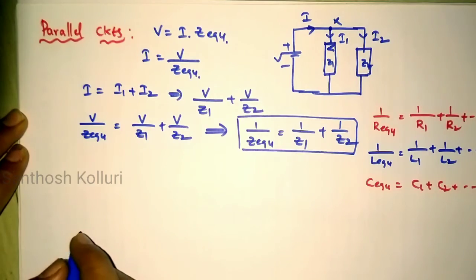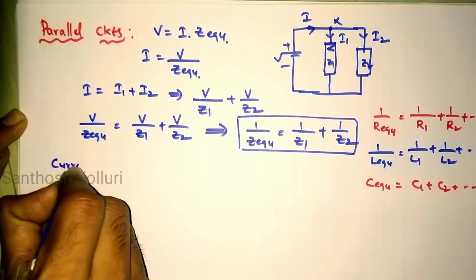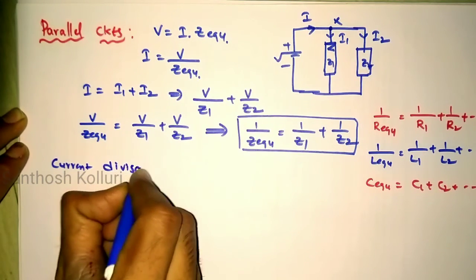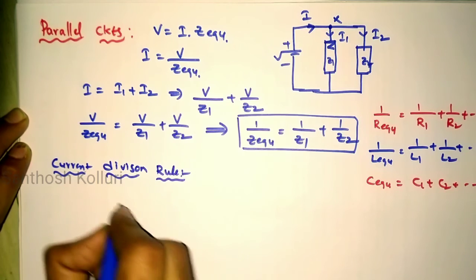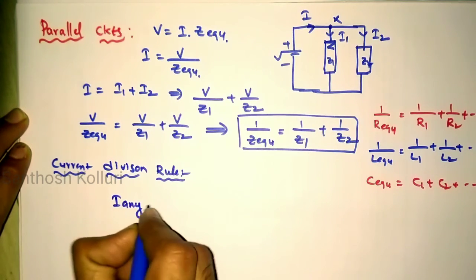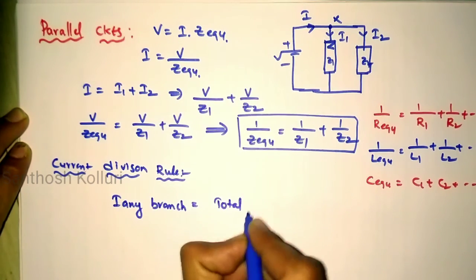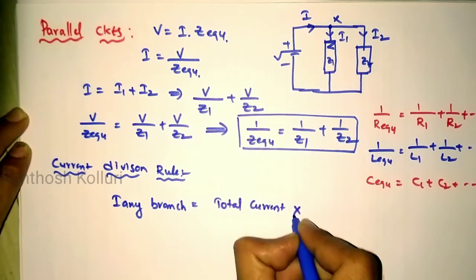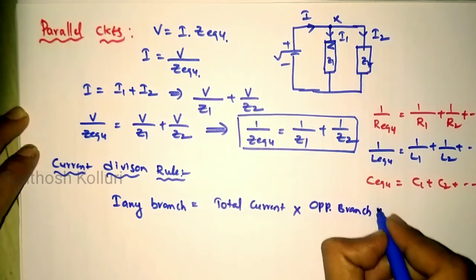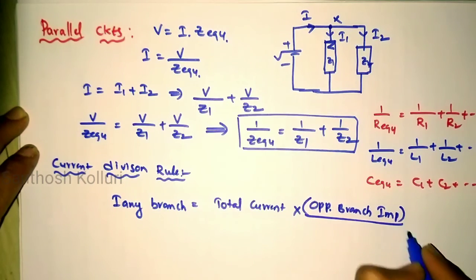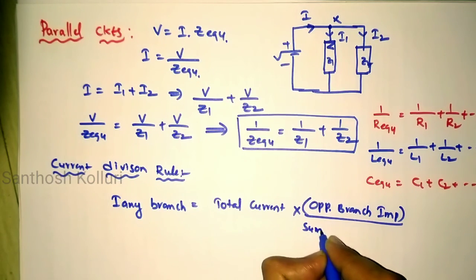And from this, the current division rule: here current is divided, so the current division rule can be defined as follows. The current in any branch can be written as the total current flowing through the circuit into the opposite branch impedance, which may be a resistor, an inductor or a capacitor, divided by the sum of the impedances.